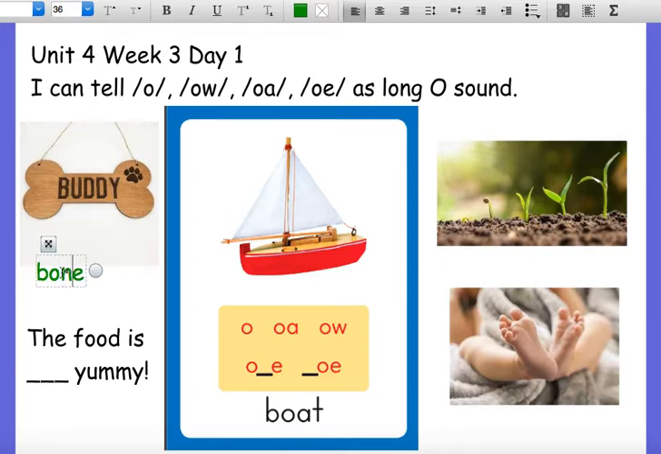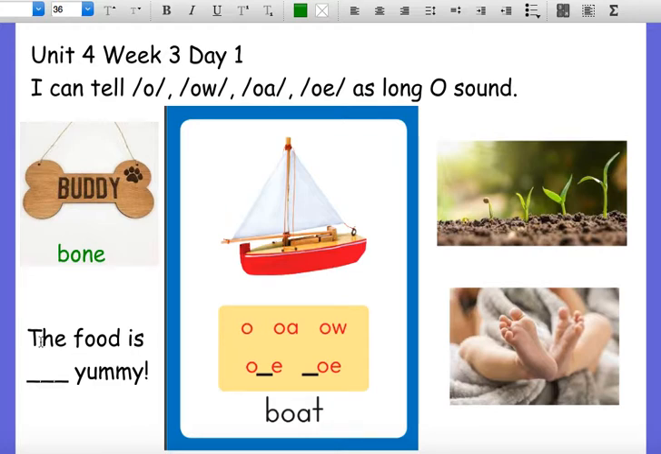So the blank will be the N. So this is how we spell bone. O blank E makes the O sound. Today we will learn more letter combinations that can make the O sound. And you will know that O itself can sound like the long O sound.